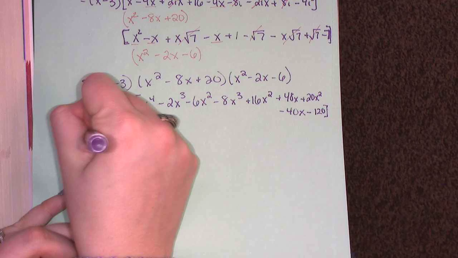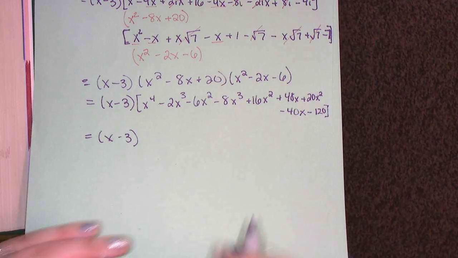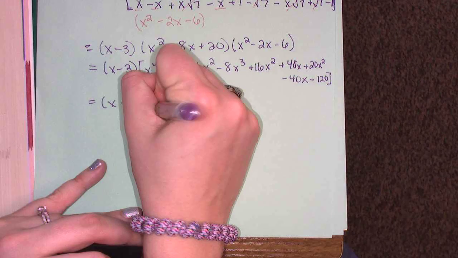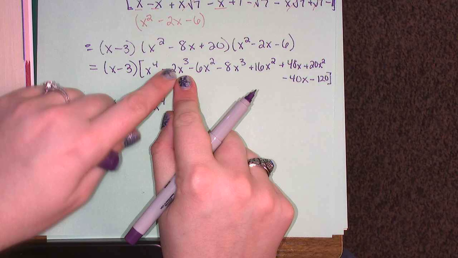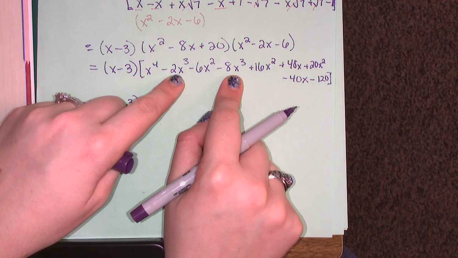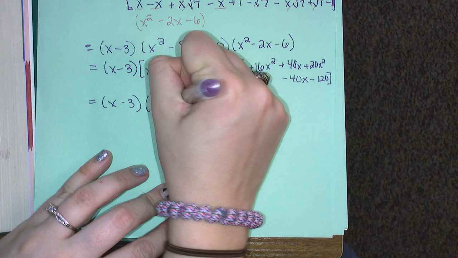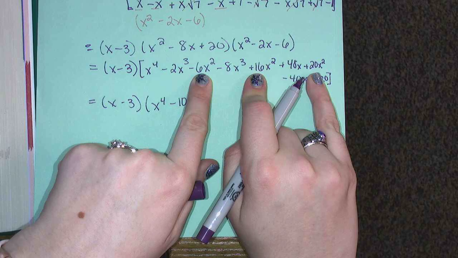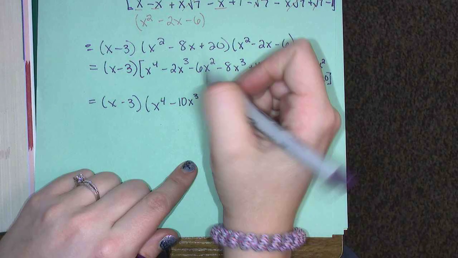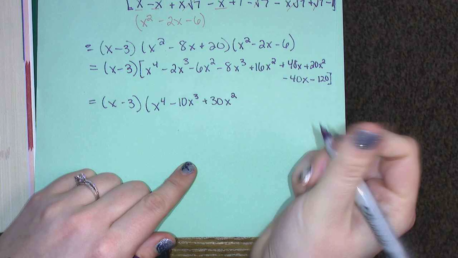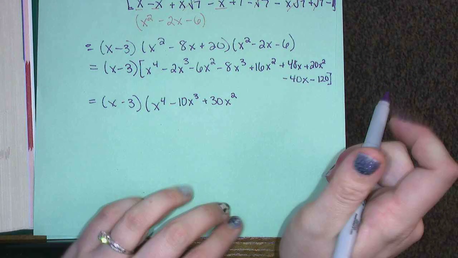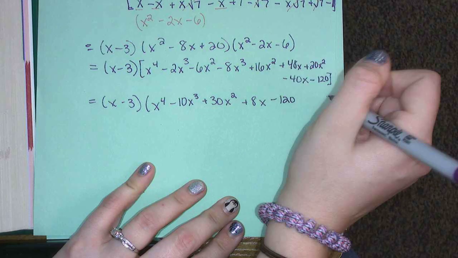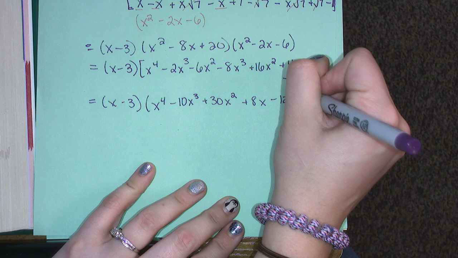So I've got x minus 3 times, let's see, the x to the 4th will just come down. There's no other x to the 4th, so x to the 4th. My x cubed terms, I've got 2 of those, so that's going to be negative 10x cubed. X squared terms, I've got 3 of them, 30x squared. And then x terms, I've got just 8x left, and then minus 120, 48 minus 40.